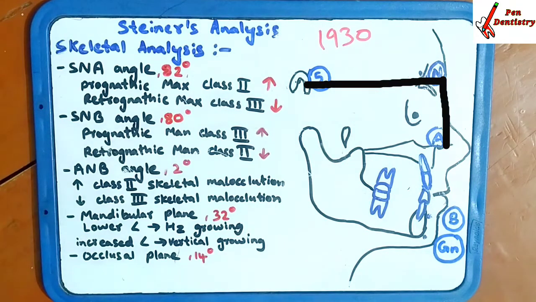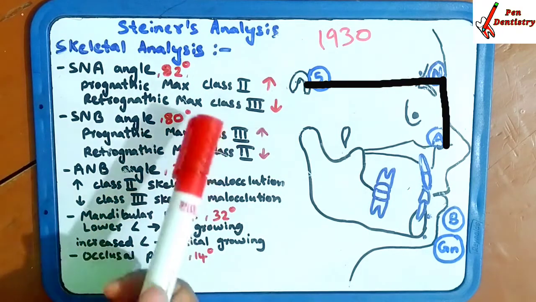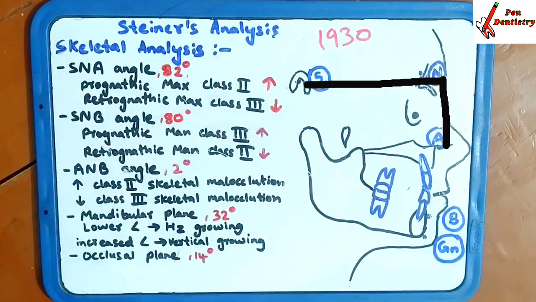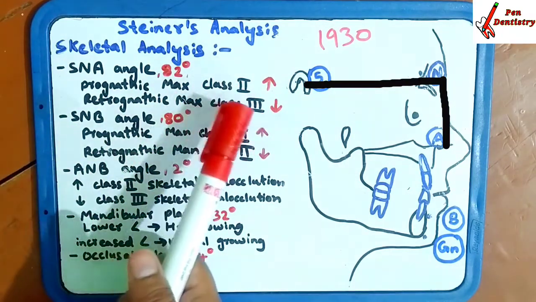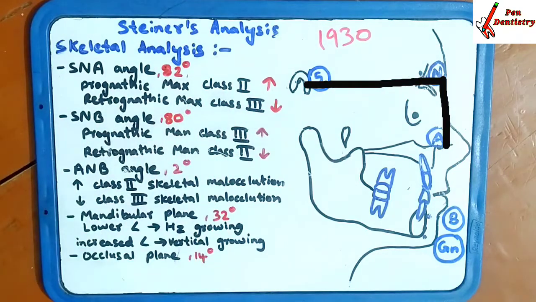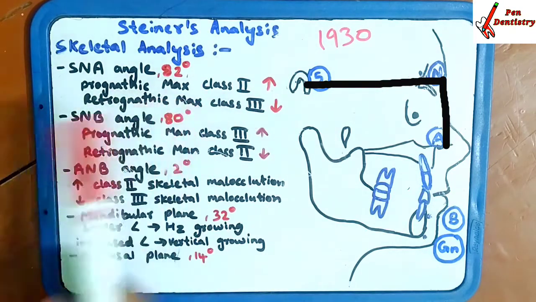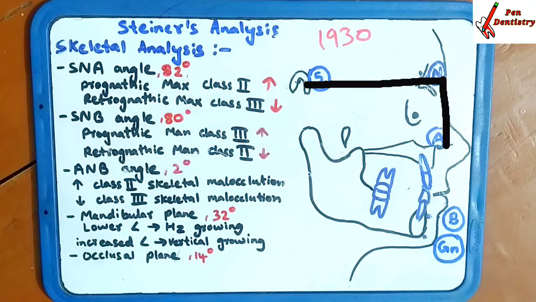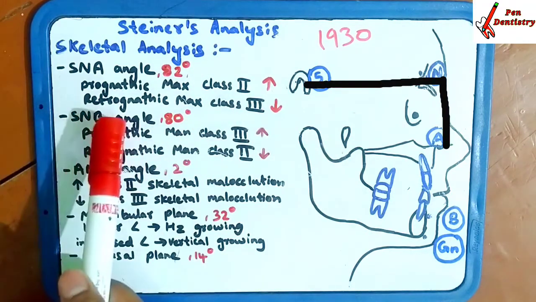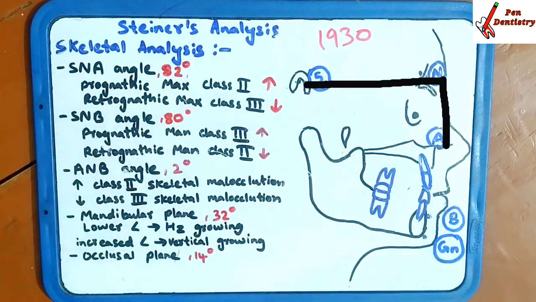When the angle is increased, this causes class 2 malocclusion, and a prognathic maxilla will be seen. When the SNA angle is decreased, class 3 malocclusion occurs and a retrognathic maxilla will be seen.